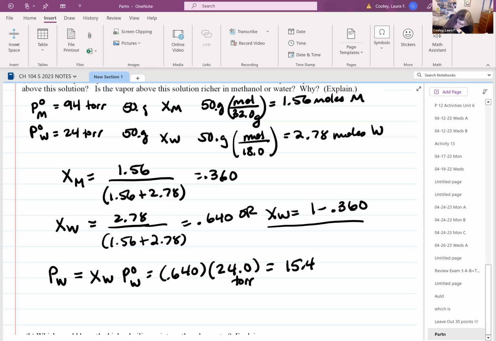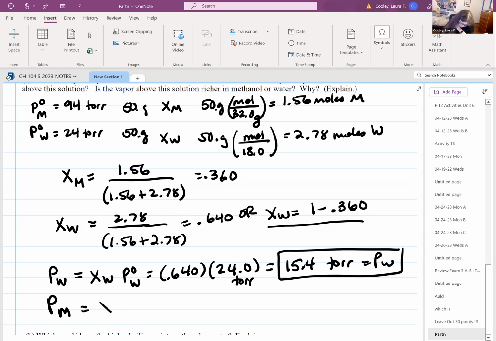So that's the partial pressure of water. And that of methanol is the mole fraction of methanol times the vapor pressure of methanol over the pure. So it's 0.36. Oops. So it comes out to 34 torr.